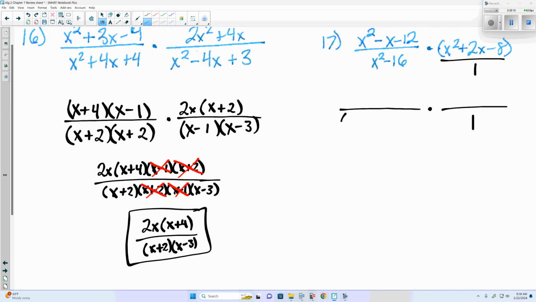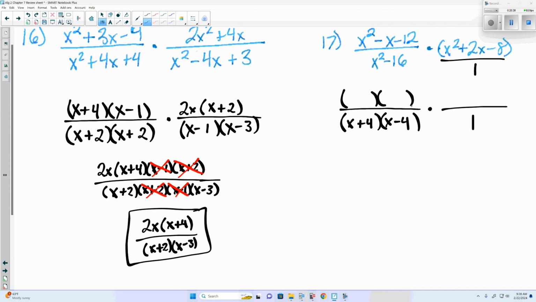X squared minus 16 is a difference of perfect squares. X plus 4 and X minus 4. It's a good place to start. Now it doesn't matter where we go, we just need to pick one. Let me start off with X squared minus X minus 12.